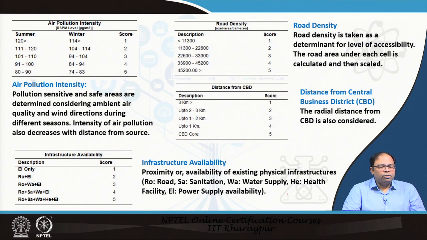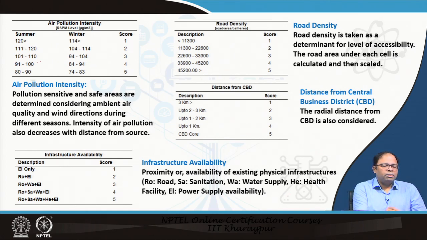Then we looked into air pollution intensity, where pollution sensitive and safe areas were determined considering ambient air quality and wind direction during different seasons. Intensity of air pollution also decreases with distance from the source. That means we have the location of the industrial stacks. From there we considered the wind direction. We saw in which direction, and in different seasons, particularly summer and winter, the smoke is going to spread, and those are the areas which are sensitive, where there is more chance of pollution. So, we have given those areas lesser values.